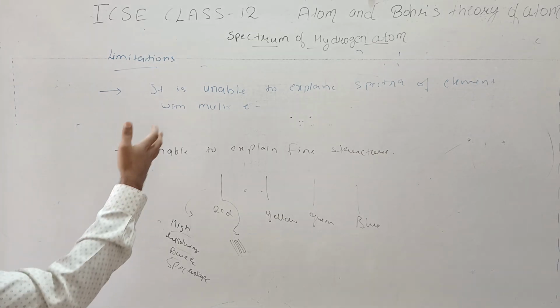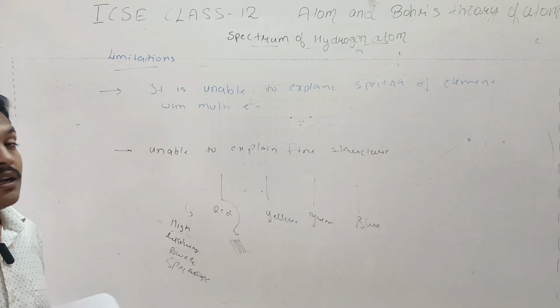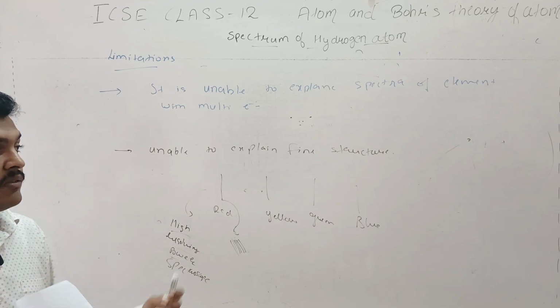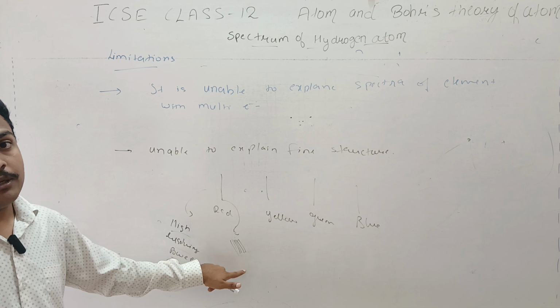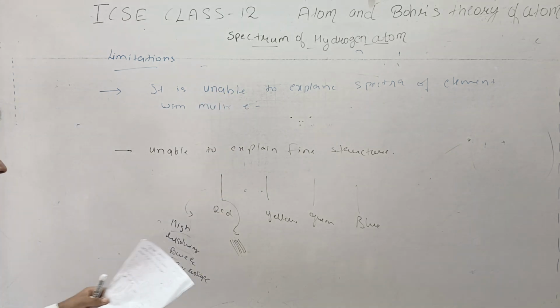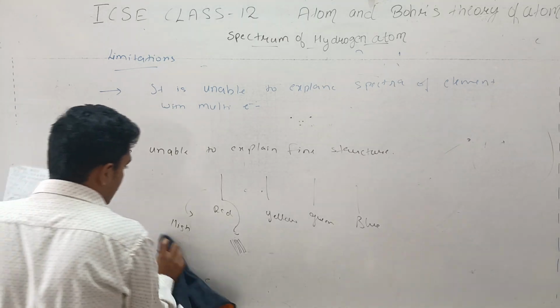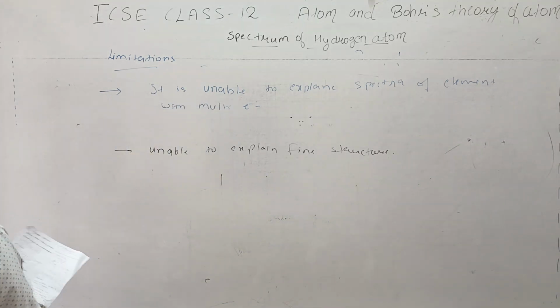So to explain these, we have to study quantum mechanics. In quantum physics we study the coupling between the electrons, coupling between the orbitals, and that coupling is the reason behind this hyperfine structure. But Bohr was unable to explain this hyperfine structure. Another drawback is relative intensities, which it cannot explain.